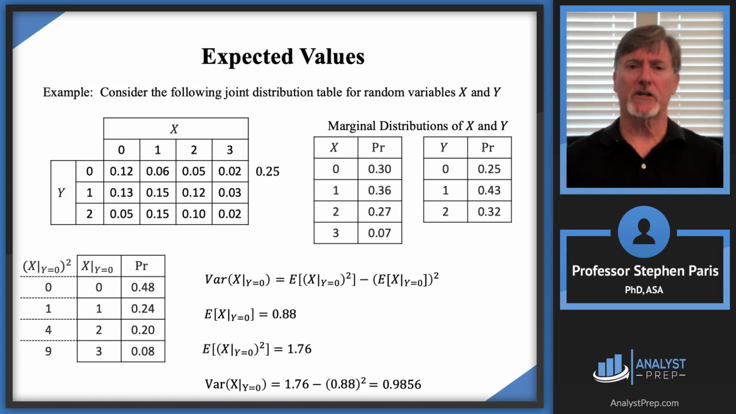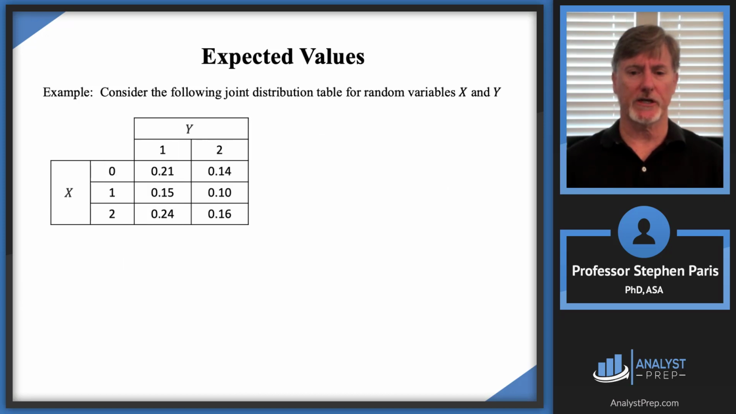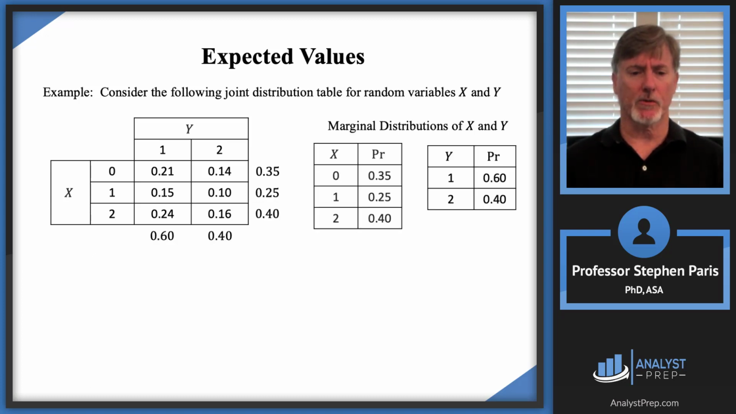Okay, I want to change the joint distribution table. I want to look at another example where I change the joint distribution table, and I'll explain why in just a second. So let's use this as our joint distribution. Let's assume that we have this joint distribution table now. Let me fill in the marginal probabilities, and again, the marginal probabilities give rise to the marginal distribution. Those are just the probabilities that you're going to use in the marginal distribution here.